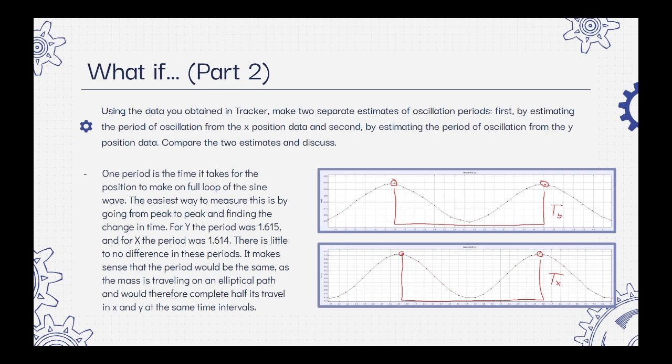So the one way to calculate the period was just going peak to peak, and looking at it and seeing if they're the same. They were off by 0.001, so basically the same. It makes sense that they're the same as they're traveling on like an elliptical path, and therefore half the travel distance would be the same for x and y.